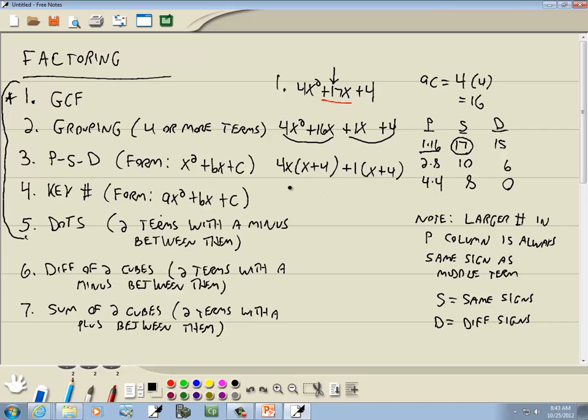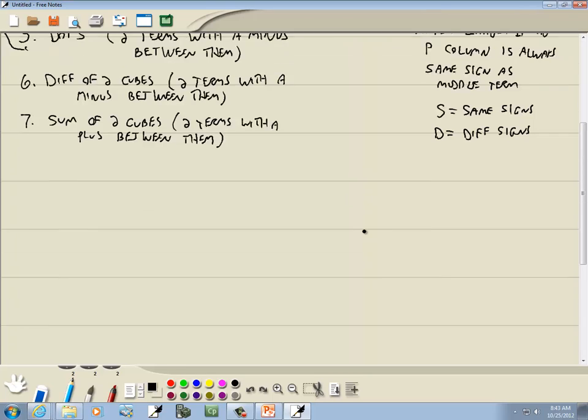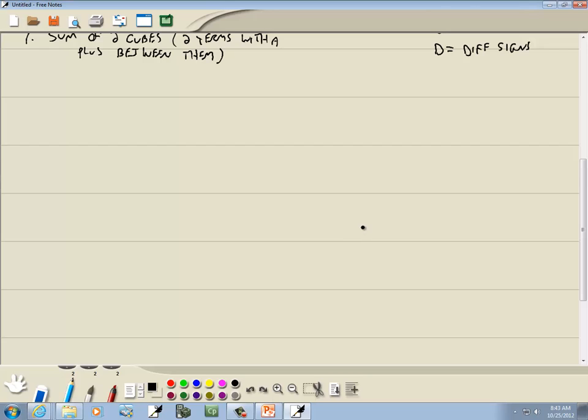Now they both have an x plus 4, so I'll factor that out. And remember, you can cross these out to see what goes in your second set of parentheses. So this would be 4x plus 1, and that's our answer. Well, let's look at another example.